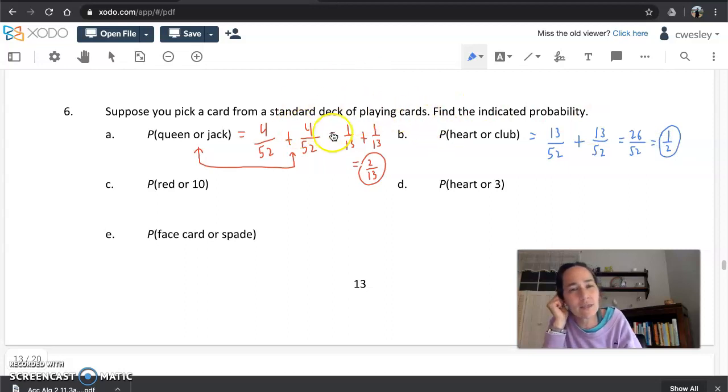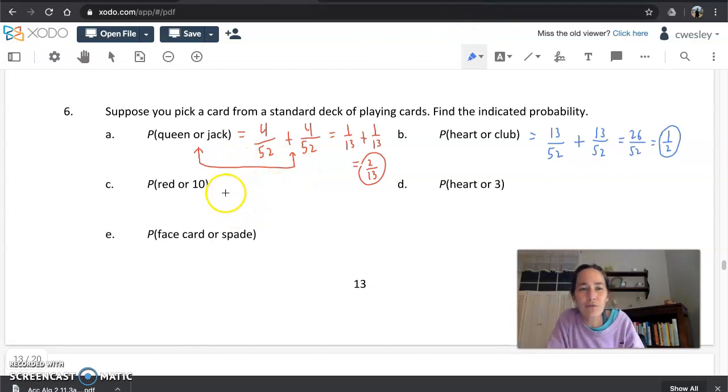And you notice in examples A and B, even though I neglected to mention it, we didn't subtract off any overlap. So far we've been talking about mutually exclusive events. A card couldn't be both a queen and a jack at the same time, and a card couldn't be a heart and a club at the same time either. So you're just adding probabilities for those two without subtracting any overlap.